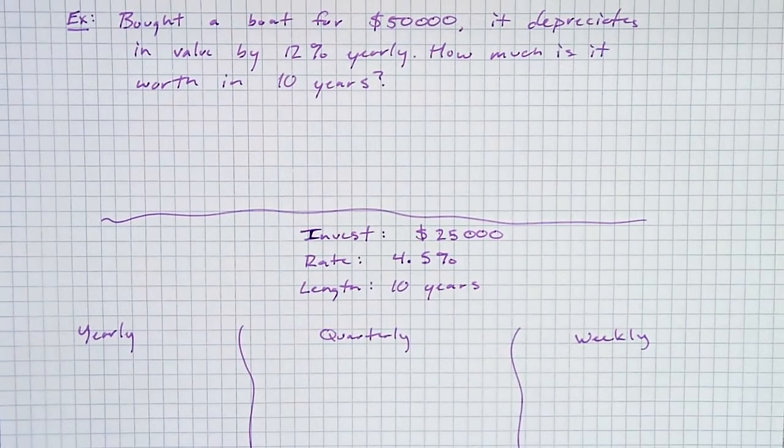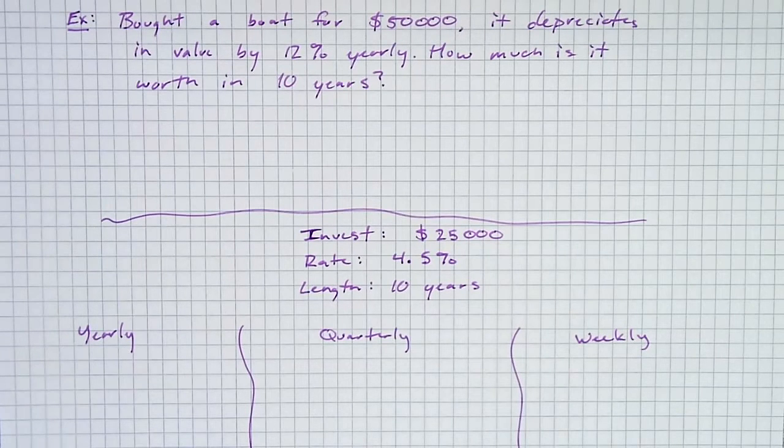Okay, take a look at these 4 examples. First one, depreciating in value on a boat. Buy it for $50K. It depreciates in value by 12% yearly. Figure out how much it's worth in 10 years. Second one, similar to what we were doing earlier, you have a $25,000 investment that increases by 4.5% per year for 10 years. Figure out how much you have if it is compounded yearly, quarterly, and weekly.